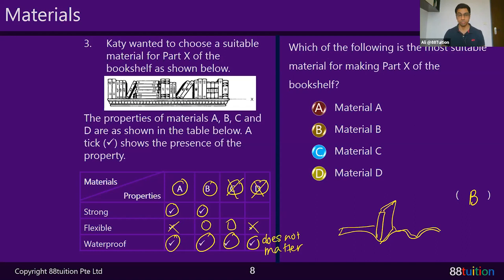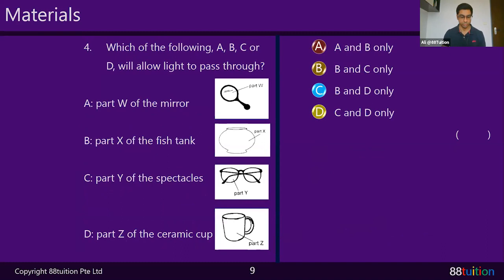If you get the hang of it, you will find it easy to answer these type of questions. Okay, so question 4. Which of the following, A, B, C or D, will allow light to pass through? How many of you had a look at this and thought, okay, so those of you who haven't tried it, try it now. Okay, try to shut my noise and just try it. I'll give you just 30 seconds. Which of the following A, B, C or D will allow light to pass through?